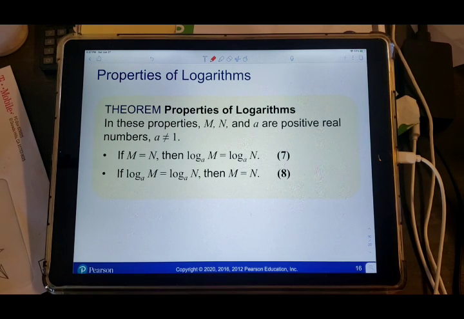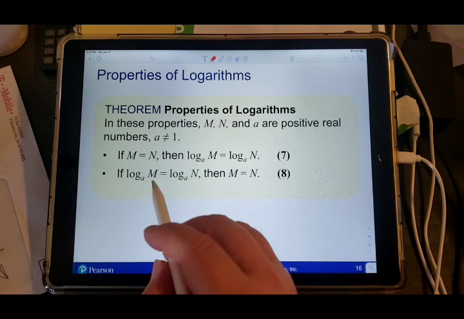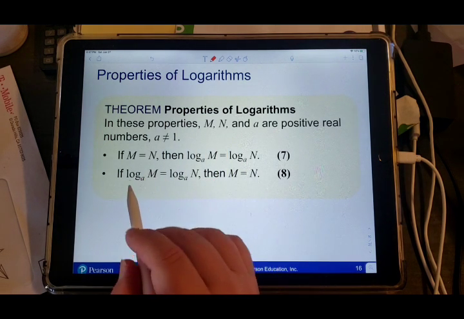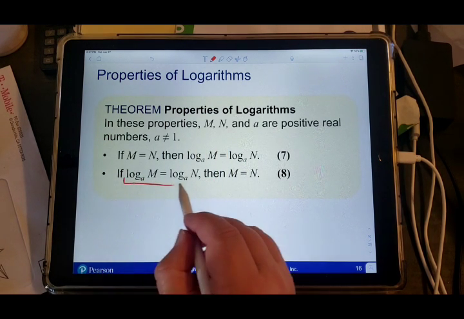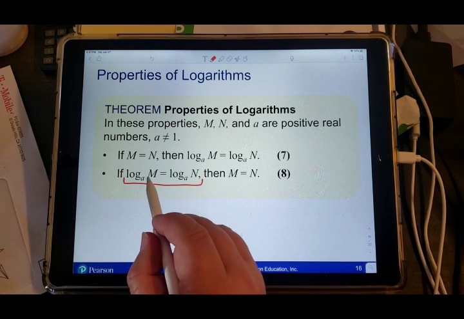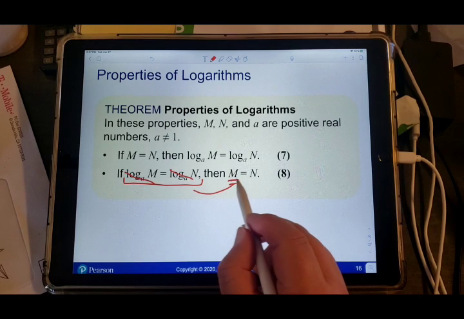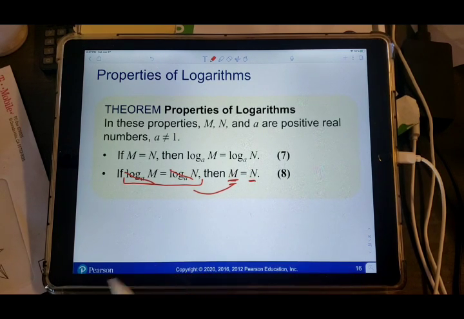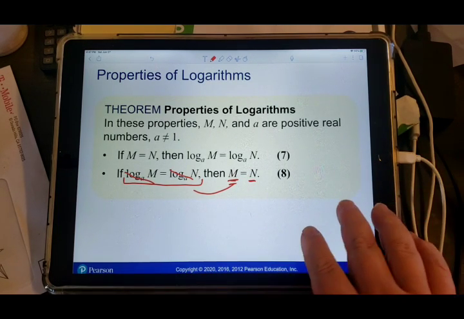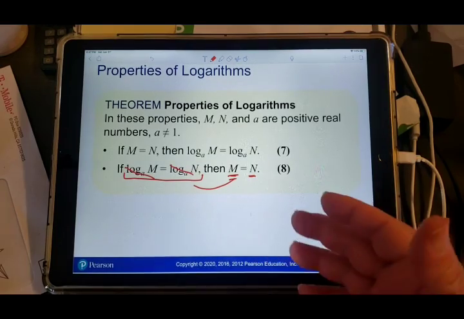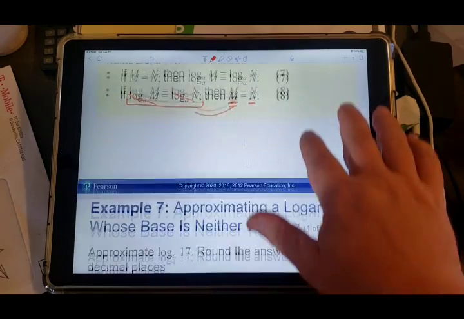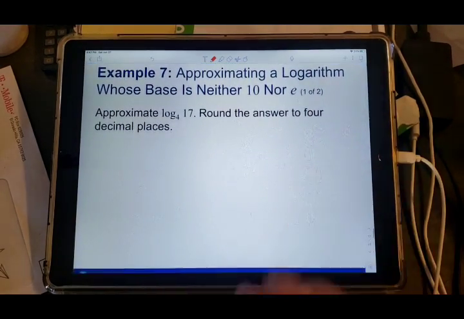Properties of logarithms. So this is kind of an idea of one-to-one functions, but if log base a of m equals log base a of n, you can conclude that m equals n, and that's going to be an important rule moving forward. Well, we'll see how we can use these properties.